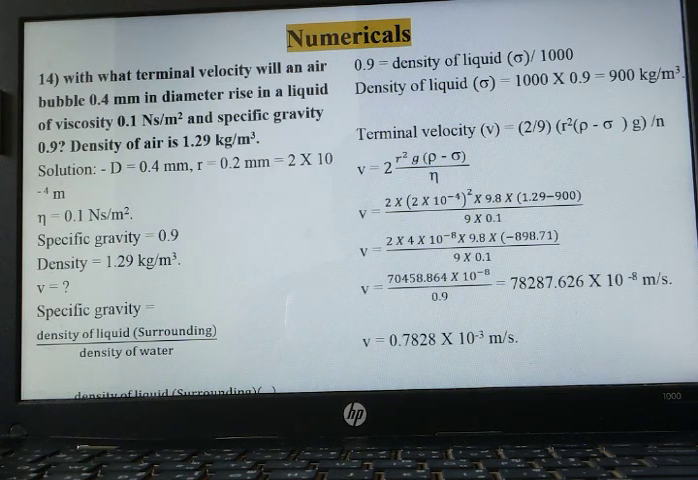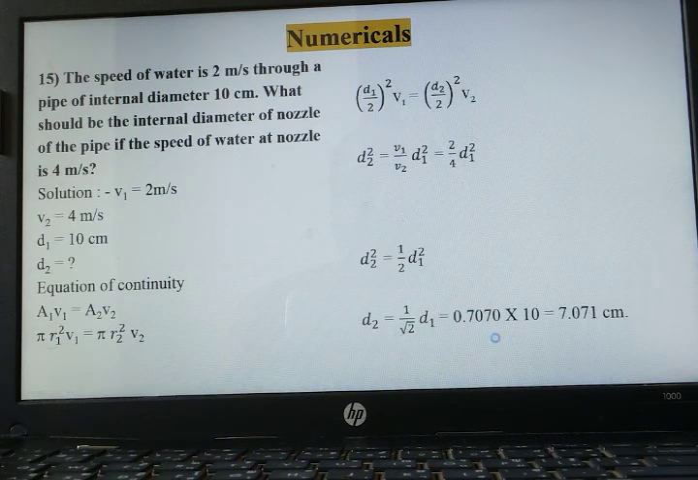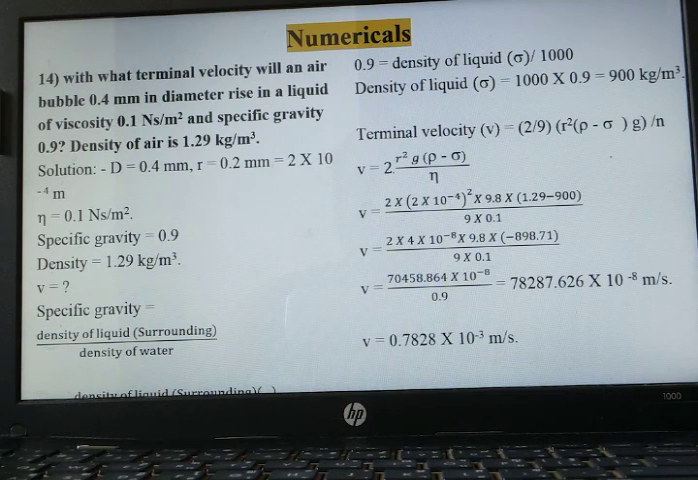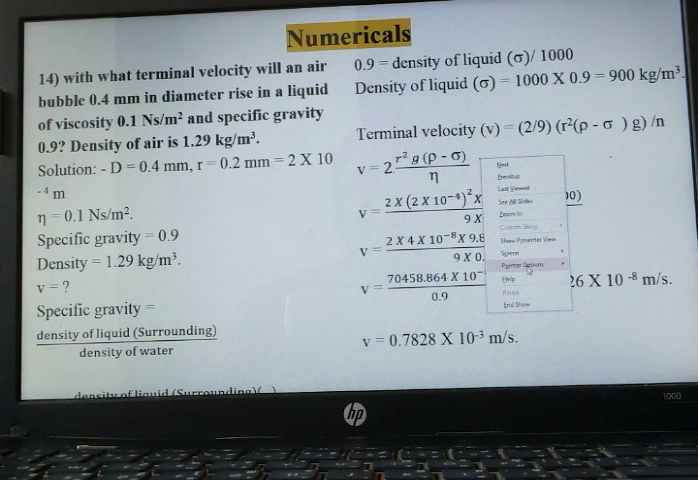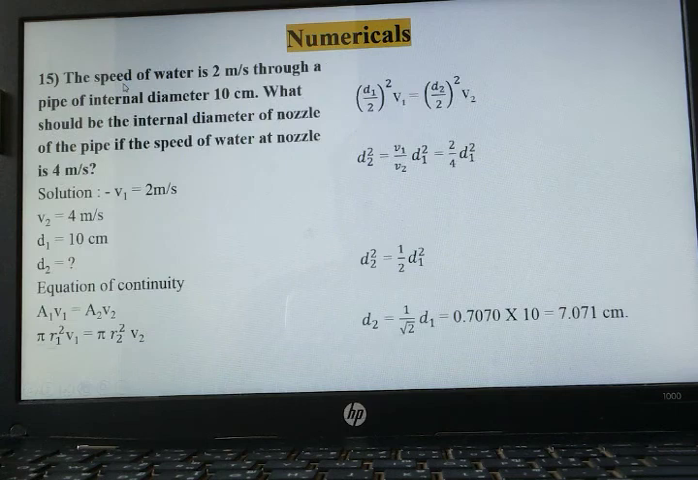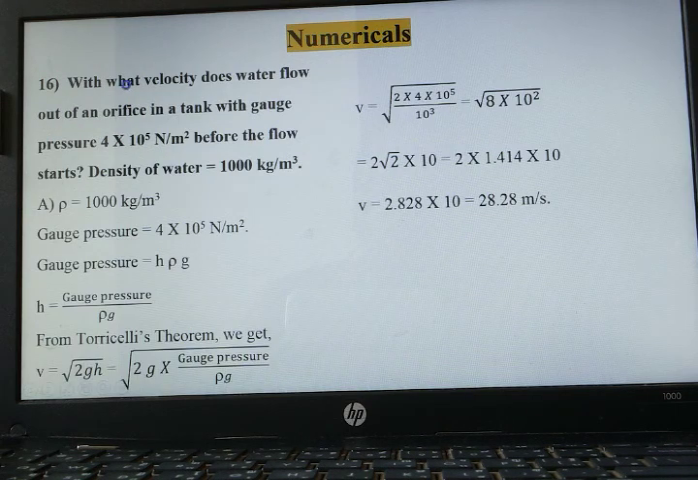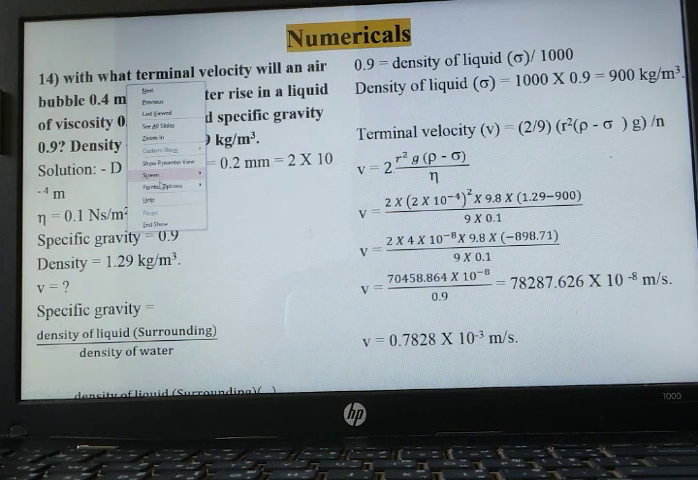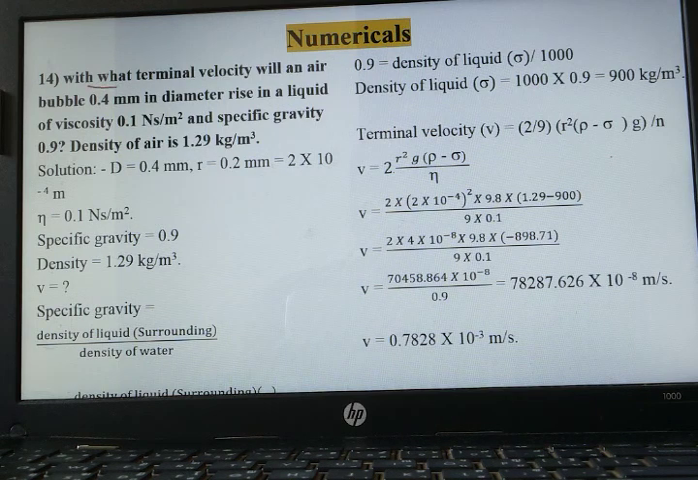Next one, with what velocity? Just 1 minute. With what terminal velocity will an air bubble of 0.4 mm in diameter rise in a liquid of viscosity 0.1 Newton seconds per meter square? Specific gravity is 0.9.